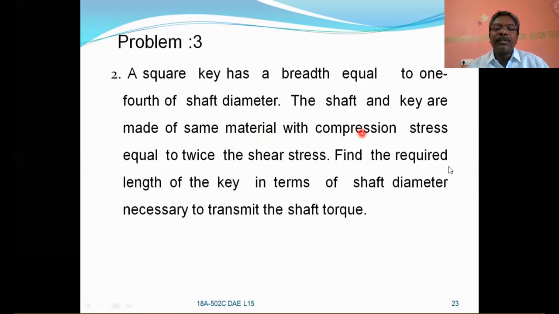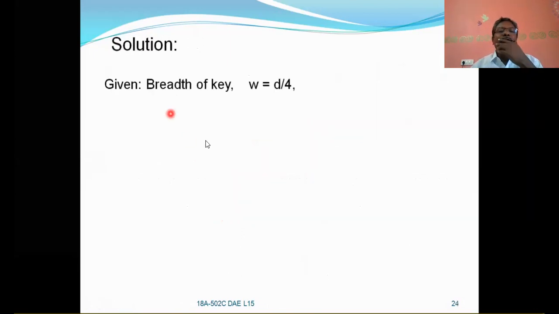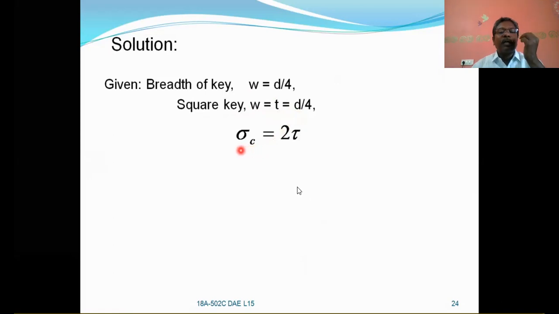With the compression stress equal to twice the shear stress, that means sigma c is equal to 2 times tau. Find the required length of the key in terms of shaft diameter necessary to transmit the shaft torque. So width of the key or breadth of the key is W equal to D by 4, and as it is a square key, W is equal to T is equal to D by 4, and also given that sigma c is equal to 2 times tau.